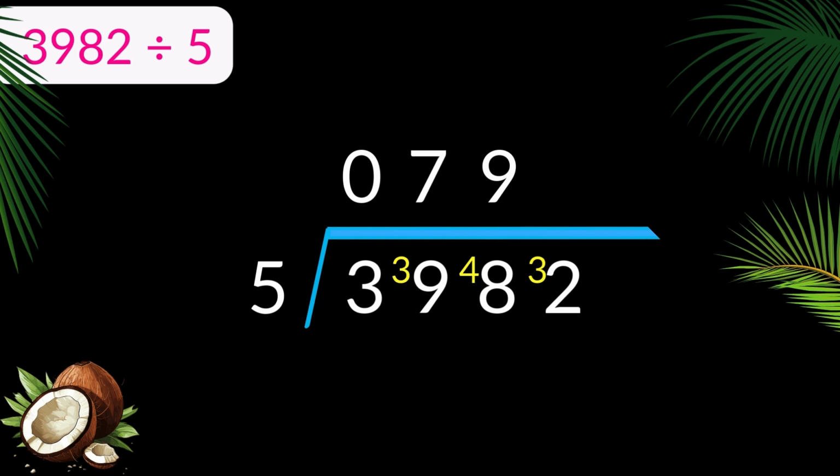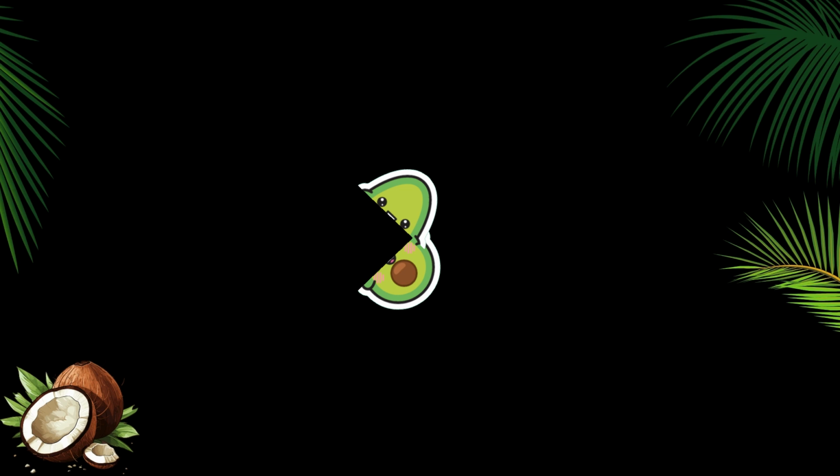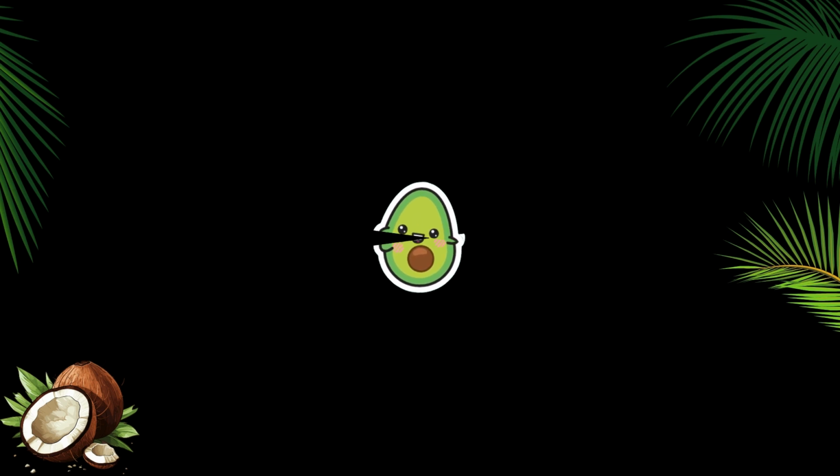Now, how many times does 5 fit into 32? 6 times. Write 6 on the roof. 6 times 5 equals 30, so 32 minus 30 equals 2 left over. So, the answer is 796 remainder 2. Did we make it in 60 seconds? Oh, so close. Just a few extra seconds. This time, let's hit the goal.